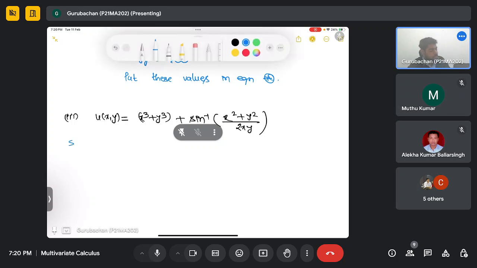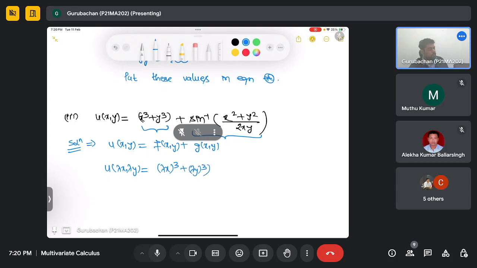Okay, let me do it here. Consider this function as some f(x,y), this function as some g(x,y). First of all, let me mention here, this is not a homogeneous function. By the definition, lambda x cube, lambda y cube, sine inverse, lambda x square, lambda y square divided by 2 times lambda x into lambda y.